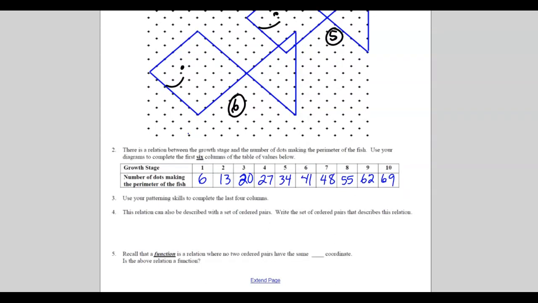This relation can also be described with a set of ordered pairs. Write the set of ordered pairs that describes it. So, growth stage 1, number of dots 6. Growth stage 2, number of dots 13. So we have to know the growth stage in order to know how many dots we're looking for.